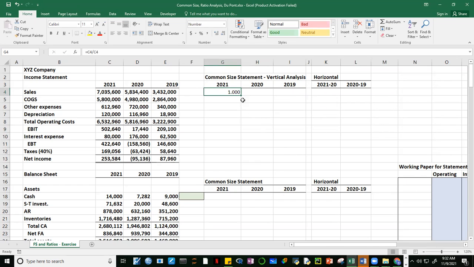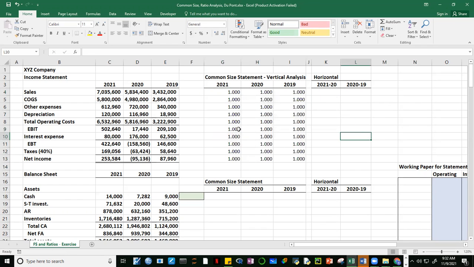If I copy this formula to the right and down, I'll be getting the wrong answer. You'll notice that the formula is, in this case, C7 over C7. When we go here, it's D8 over D8. When we go here, it's E13 over E13. So this formula will not work, class. What should we do to adjust the formula so that when I go to 2020, whether it's cost of goods sold or other expenses, it will be divided by the sales of 2020?